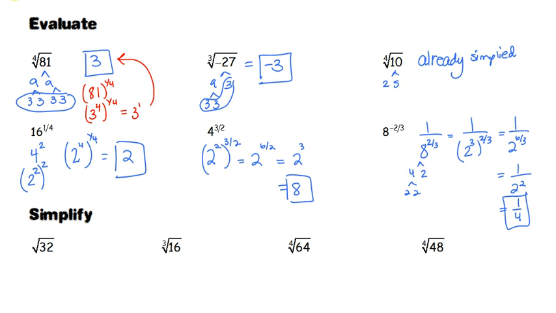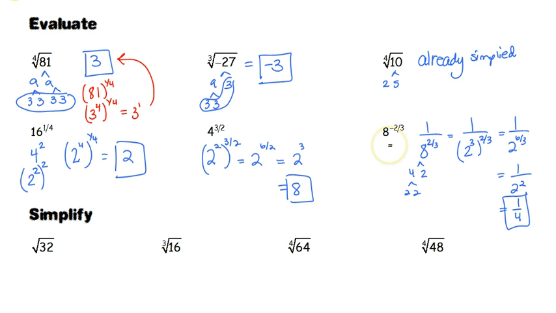Alright, let's see how you did. I rewrote my base of 4, 4 squared, 4 is 2 squared, and then that whole quantity is being raised to the 3/2. I multiply that, I get 6 over 2, which is just the 3rd. Do not leave your answer as 2 cubed. 2 cubed can be evaluated as 8. 2 times 2 times 2 is 8.